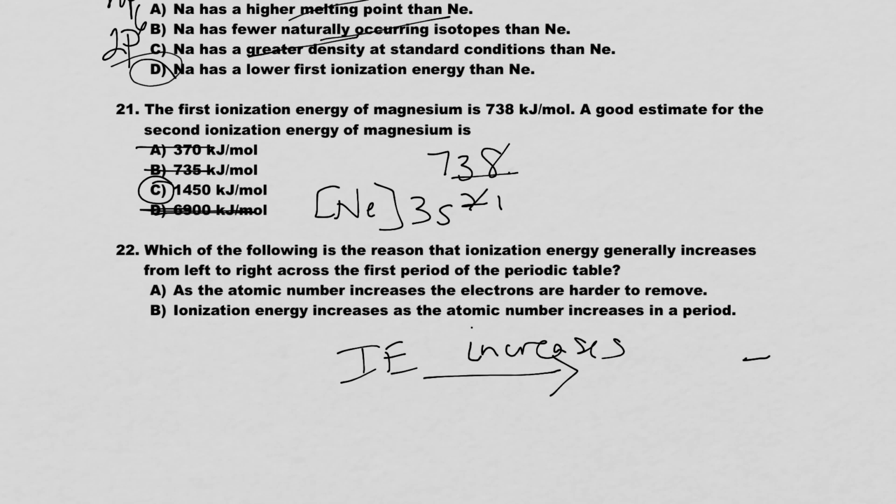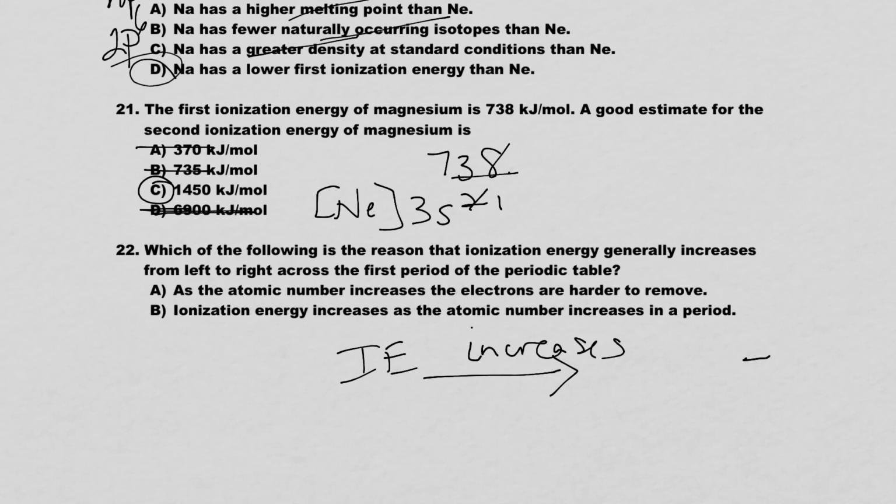So when we answer this question, this is an example where you might want to go ahead and think about what's the reason that's happening, and then look for the correct answer, because sometimes when you're reading a bunch of different sentences it can be confusing. So A says, as the atomic number increases, the electrons are harder to remove. That's true, but is that a reason? Like, what is it about atomic number? So that's a little vague.